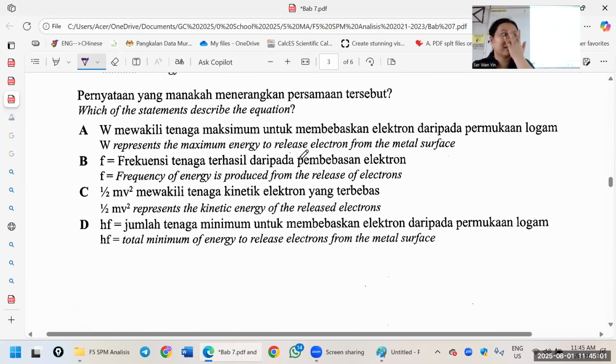Okay, so now which statement describes this equation? 来 fast. Like A, B, C. 非常好 very good. D. No one, huh? Okay, good.